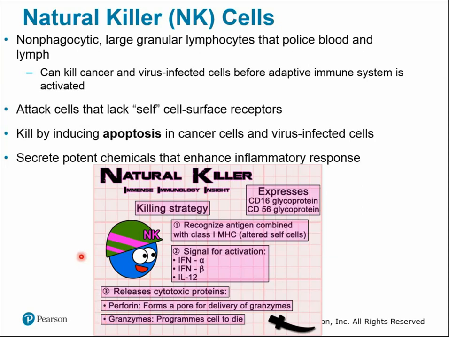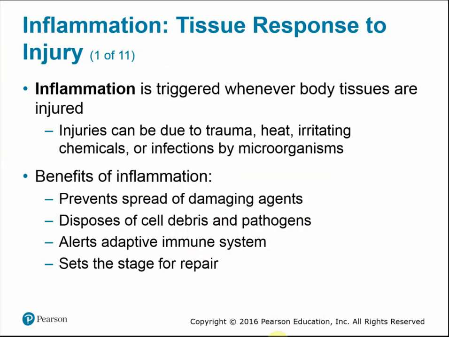It can also secrete some inflammatory chemicals to enhance and increase our inflammatory response. Inflammation is going to be triggered whenever body tissues are injured. Injuries could be due to trauma, heat, chemicals, or infection. But the major benefits of inflammation are that it helps prevent the spread of those pathogens. It can dispose of any damaged cell debris or leftover pathogen parts. It can notify the adaptive immune system of what's going on, and it can begin to set the stage for tissue repair.